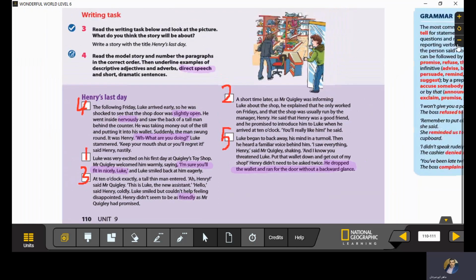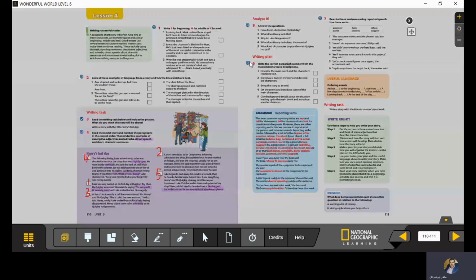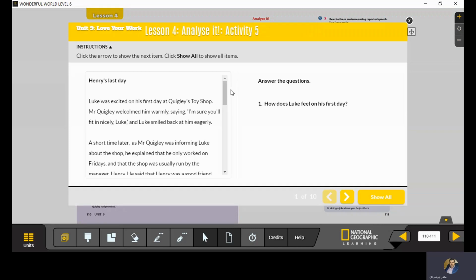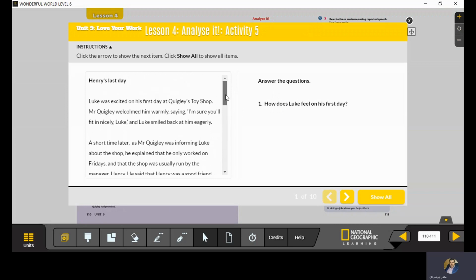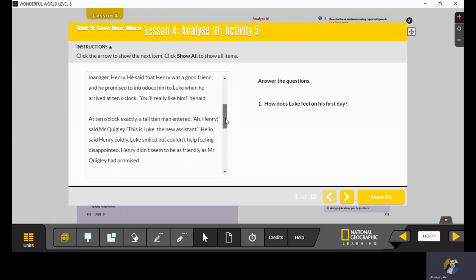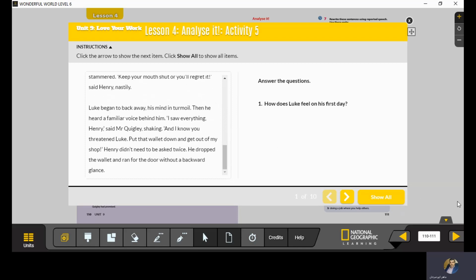Now let me move to the next exercise, which is exercise 5. We need to answer the following questions based on the story that we already discussed. And this is the correct order, you see it? This is the correct order of the story. Question number 1. How does Luke feel on his first day? I want you to look at the story and answer these questions. These are very simple questions. Let me show you the answers. But you write the answers, then get the correct answer with me, okay? So let me show you the answer. He was very excited. The second question, what does Henry look like?